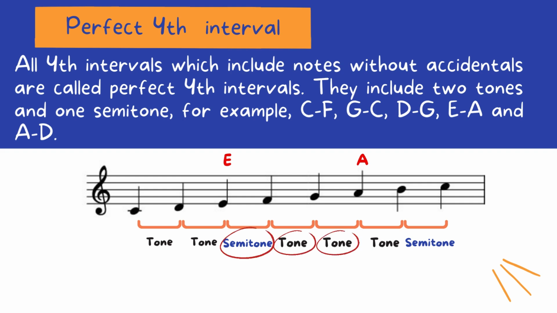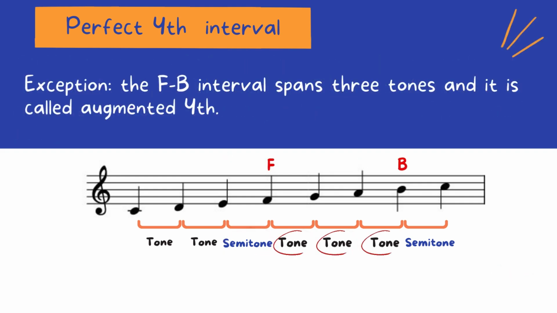Look at the example. In the E and A interval, there is a semitone between E and F, a tone between F and G, and a tone between G and A. But there is an exception. The FB interval spans 3 tones, 1 tone between F and G, another between G and A, and another one between A and B, and it is called augmented fourth.